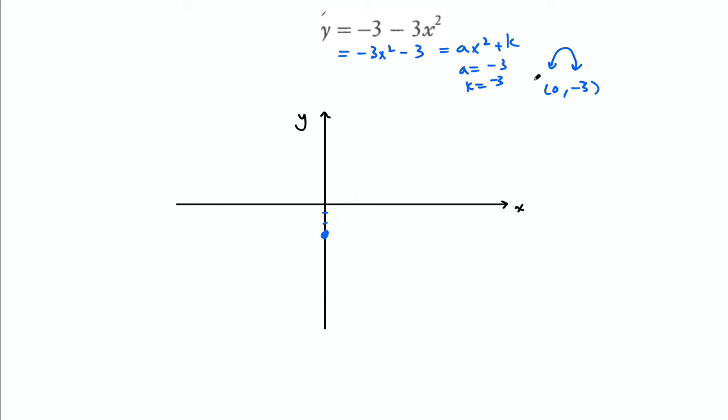Right, but notice that this has to be pointing downwards from here, right? If that's the case, there will be no x-intercepts because there's no way we can cross this line. Okay, so instead, let's figure out what happens if I plug in for x is 1 and negative 1.